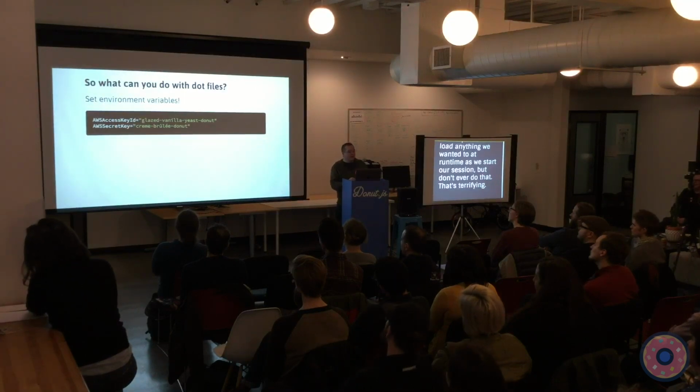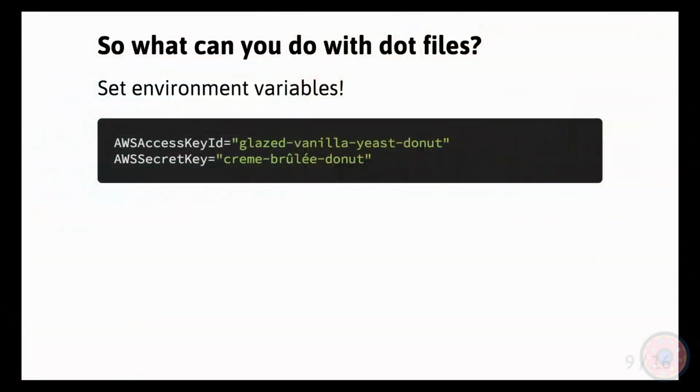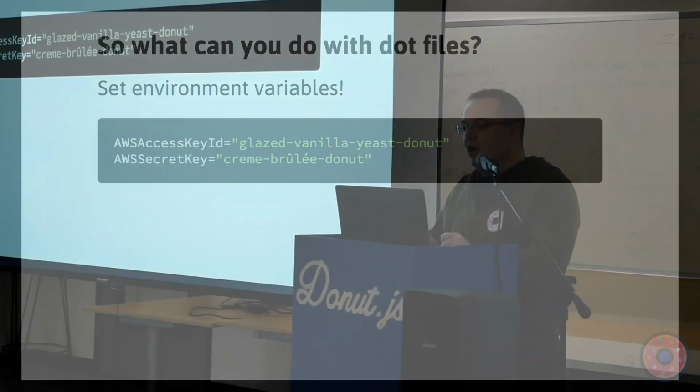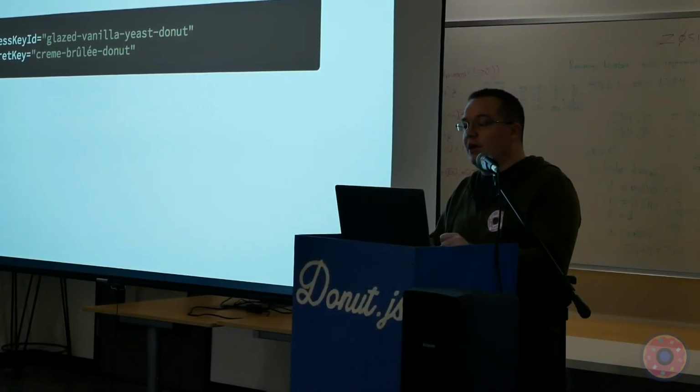One of the other things that you can do with dot files is you can set environment variables. Environment variables are an extremely common way to configure lots of things beside your shell. If you've ever built a 12-factor style web application, you have definitely used environment variables to configure it.